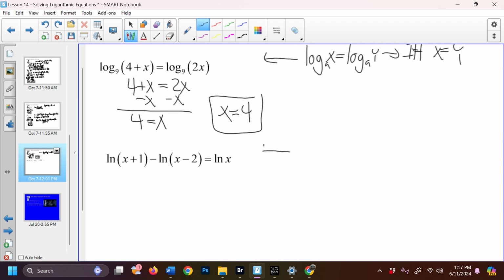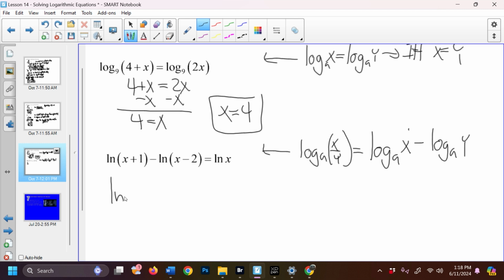So we're going to use that property of logarithms from the last lesson that says log base a of x over y is equal to log base a of x minus log base a of y. But we're going to use it in reverse. Since I have a subtraction, and I have a subtraction here, I can combine these with a division. So we'll have the ln of x plus 1 over x minus 2 is equal to the ln of just x.